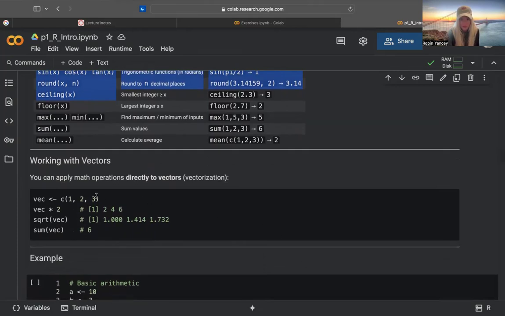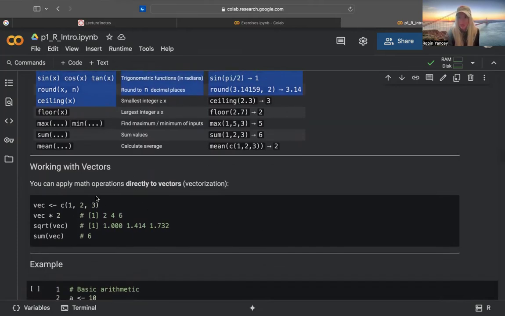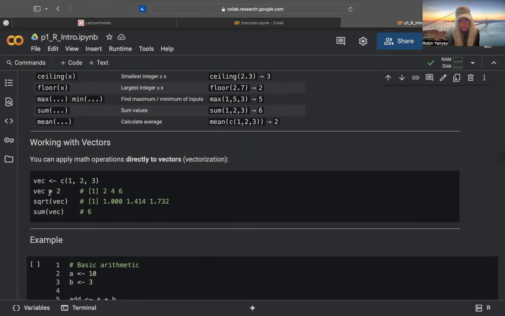So when we work with vectors, we can also, like I said, apply these functions to the entire vector at once. We don't have to apply it to an individual element of the vector. When I say element of a vector, I'm just referring to one number in it. So if we were to run this, we would see if we multiplied the vector times 2, we would get 2, 4, and 6 as output, because 1 is multiplied by 2, 2 is multiplied by 2, and then 3 is multiplied by 2.